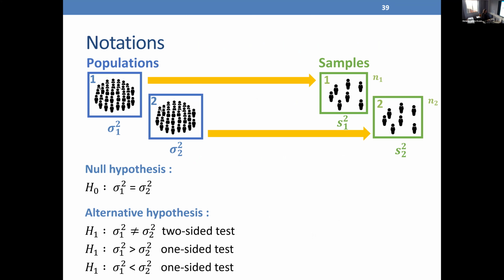So, same as usual, we have two populations. We're interested in their variability, their variances. We draw samples and we have the observed variances that are an estimation of the real variances. So here, the null hypothesis is not going to be equality of means. It's going to be equality of variances. Or you could say equality of standard deviation, but classically you look at the variances. And then the same, you can have alternative hypotheses that are two-sided or one-sided.